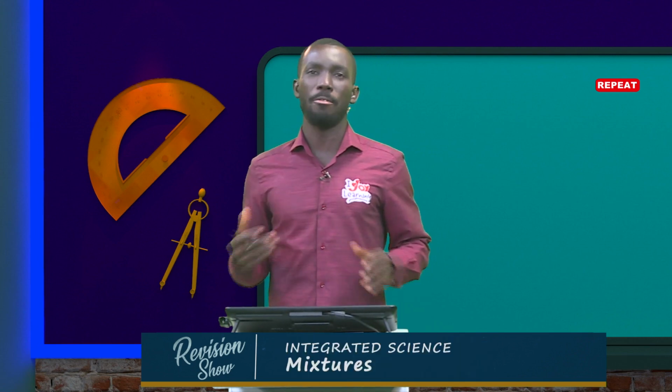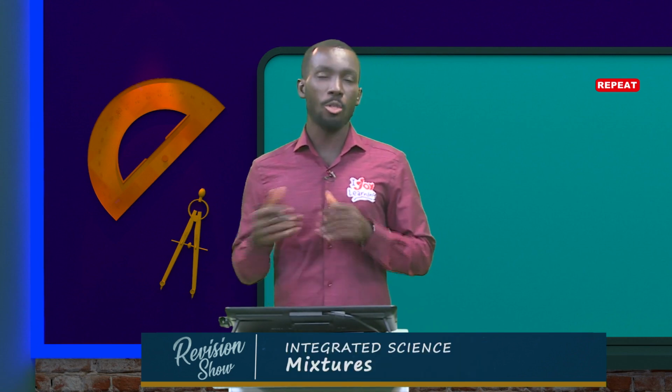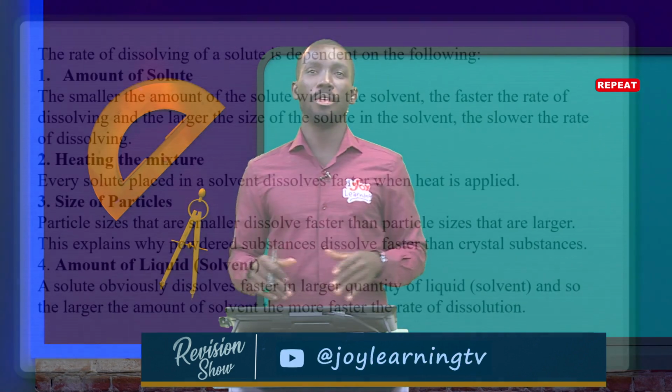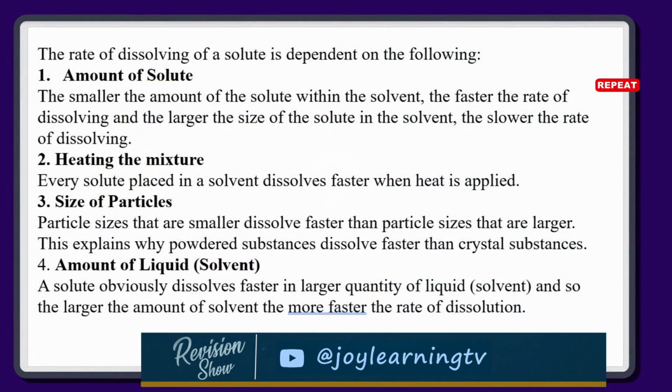Now, let's find out the factors that affect the rate of dissolution, or dissolving. Whenever a solid completely disappears from a solvent, we say that is called dissolving. So what causes the solute to disappear from the solvent in the shortest possible time? The first one is the amount of solute. The smaller the amount of solute within the solvent, the faster the rate of dissolving, and the larger the size of the solute, the slower the rate of dissolving.